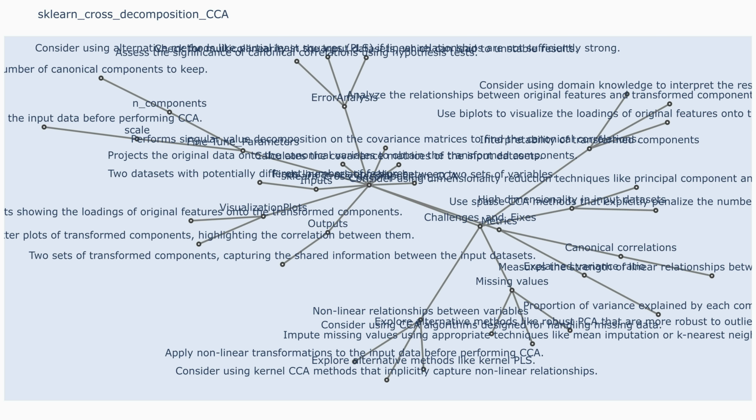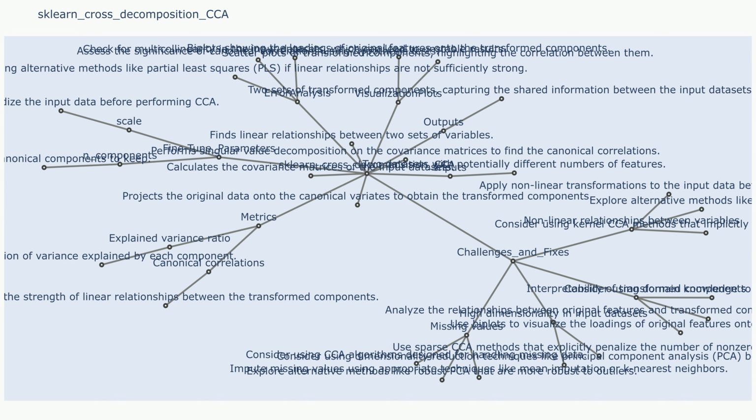sklearn cross decomposition CCA. Input 1: two sets of multidimensional data, where each set represents different views or perspectives of the same underlying phenomenon. For instance, one set might be gene expression data, and the other might be clinical data.